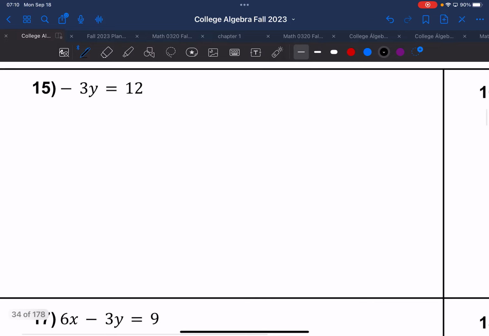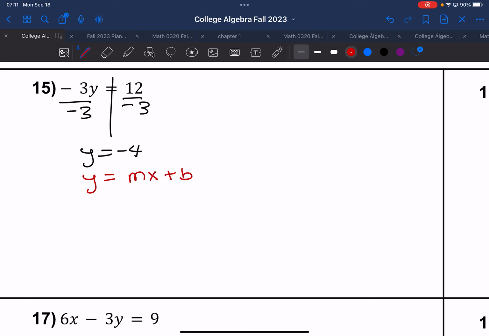Number 15, is that in slope-intercept form? No. Is it in standard form? No. We only have one variable here, and that variable is y, so we still have to get it by itself. What do we have to do? Divide by -3, so we have y is equal to -4. This is now in y equals mx plus b form. However, we're missing our slope. We have our y-intercept: -4.